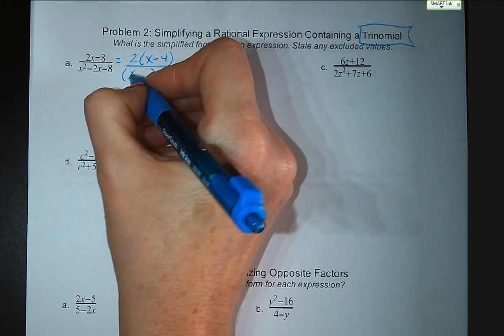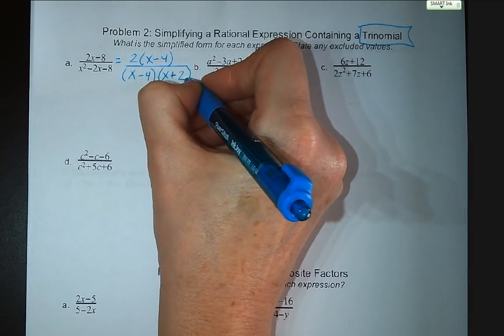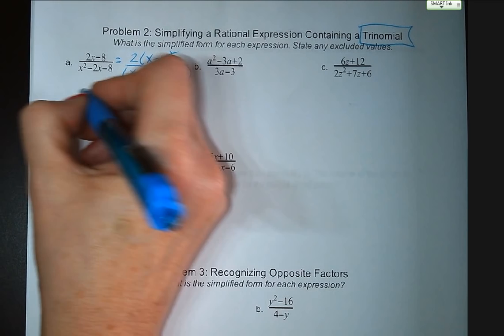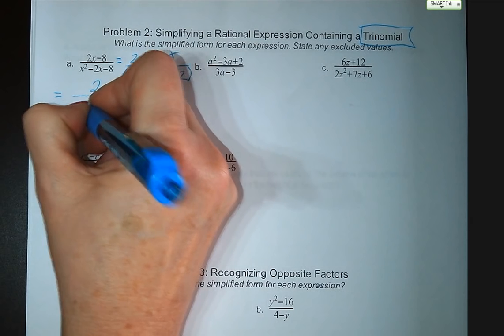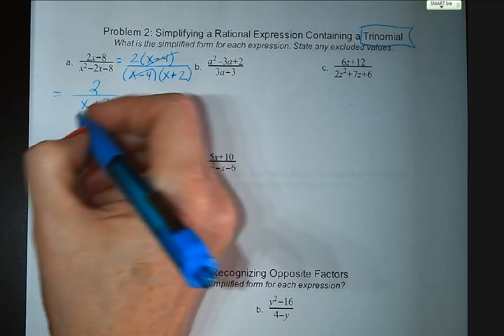Denominator, we have x squared minus 2x minus 8. That's going to be minus 4 and plus 2 as our two factors. So x minus 4 cancels out, and we're left with 2 over x minus 2. Sorry, x plus 2.